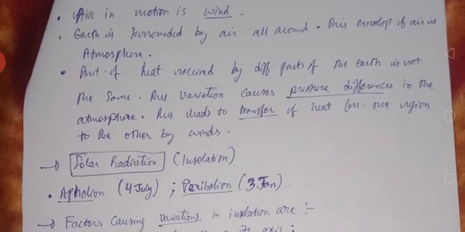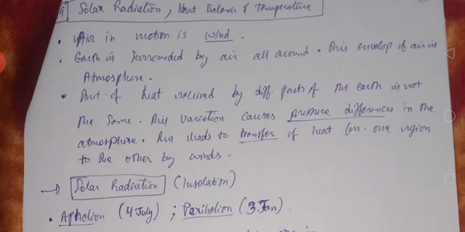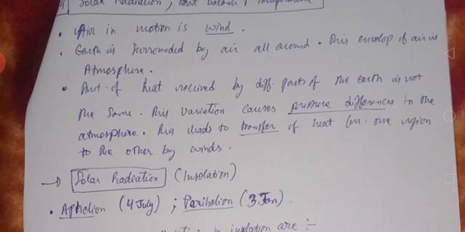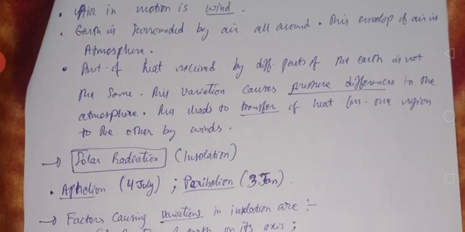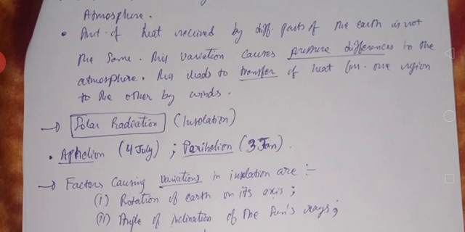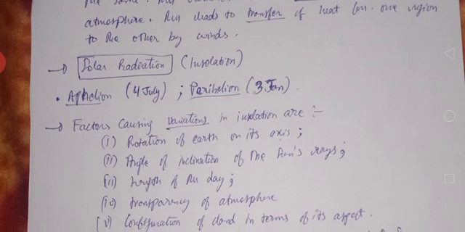Next point. So what is atmosphere? Atmosphere is the envelope of air. Next point, the amount of heat received by different parts of the earth is not the same. This variation causes pressure differences in the atmosphere. This pressure difference leads to transfer of heat from one region to the other by winds. Next point, solar radiation, which is also called insolation.